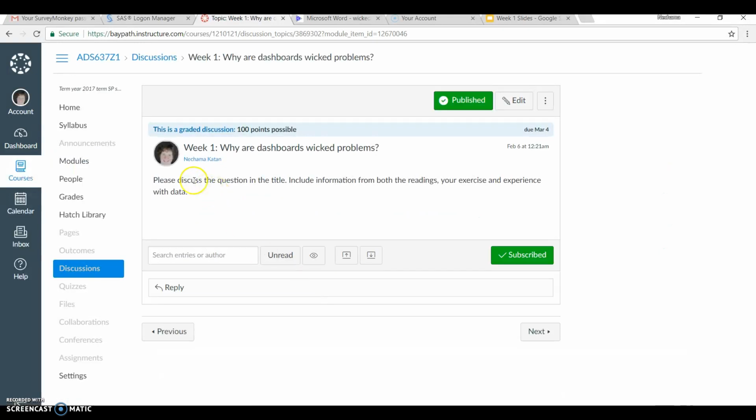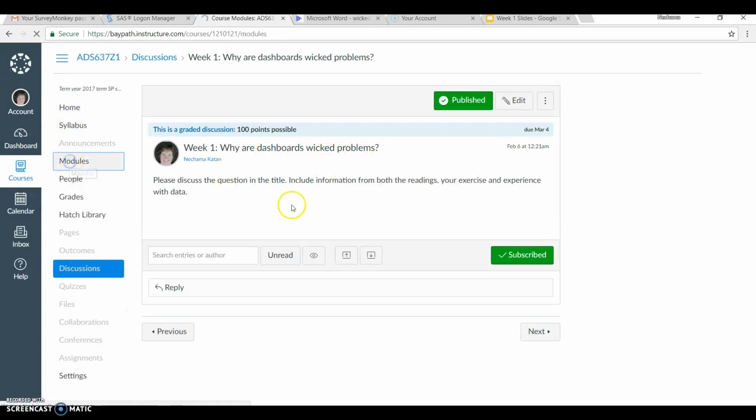So here you're going to discuss the question in the title, include information from both your readings and your exercise and your experience with data. So the question this week is, why are dashboards wicked problems? The definition of what a dashboard is is in Stephen Few's chapter 1 and 2. And then there's a wicked problem paper, so you can see how this ties to the reading.